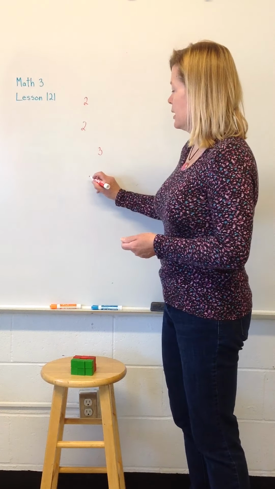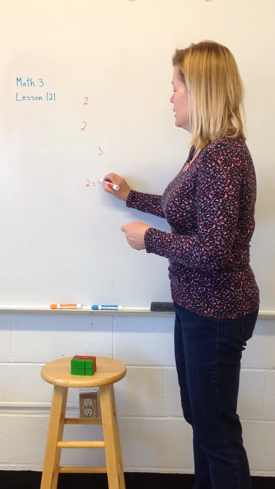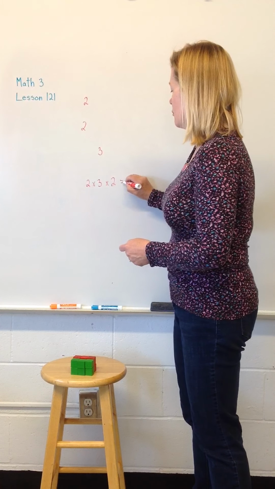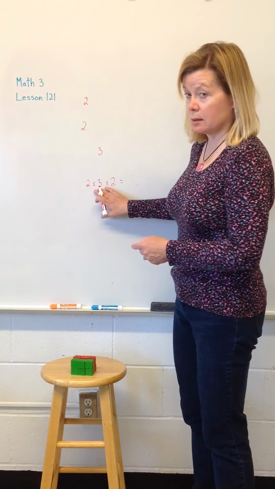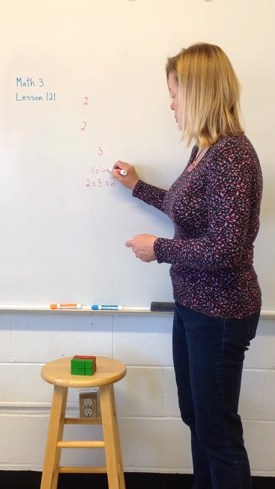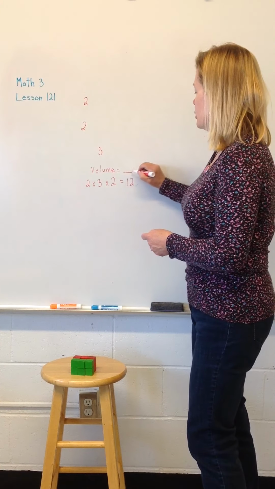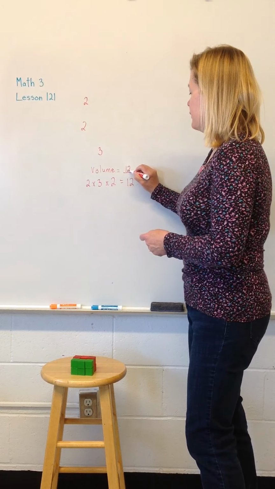So then let's write our number sentence. So we're going to say 2 times 3 times 2. 2 times 3 is 6. 6 times 2 is 12. And remember, you have volume, I think that's the way it goes on your paper, yeah. Volume equals so many cubes. So you're going to write 12 in there if you haven't done that yet.